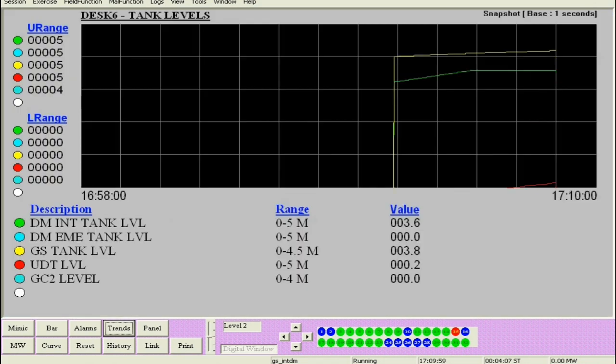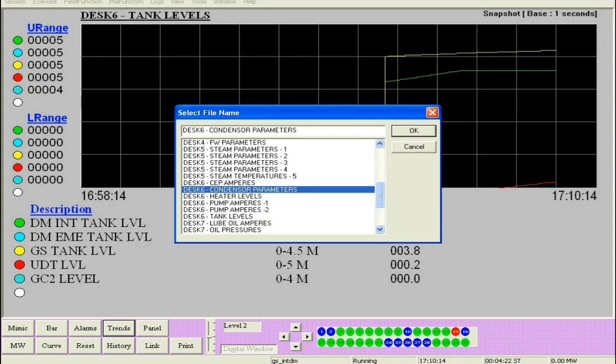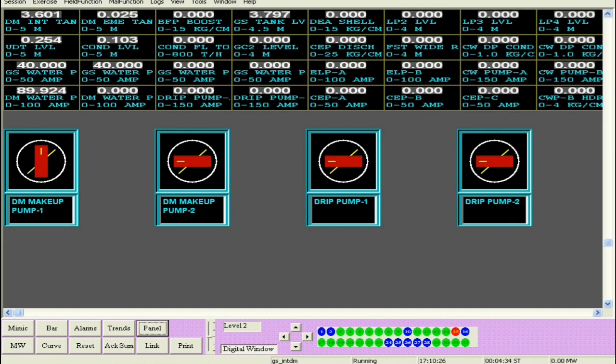You can see it in the trends panel also. You will be able to see the DM tank level. GS tank level is full. The DM intermediate tank is there. Then the UDT level is also increasing. It is 0.2 now. We go to the condenser level, which will be shown in the condenser parameter trend. In the condenser parameter trend page, we have got the condenser level. You will see that it is increasing. It is 0.1 just now, and it is increasing. It will also be shown on the panel.